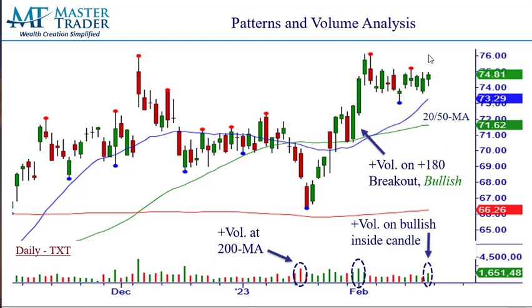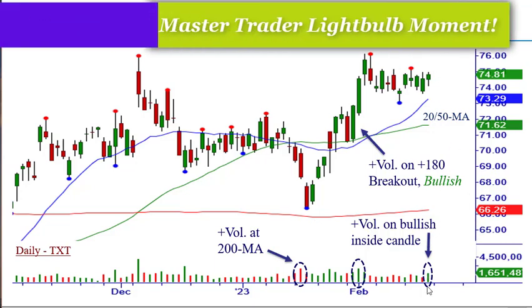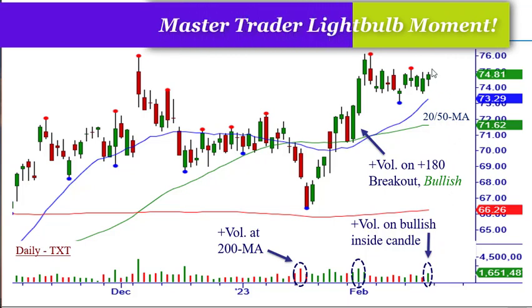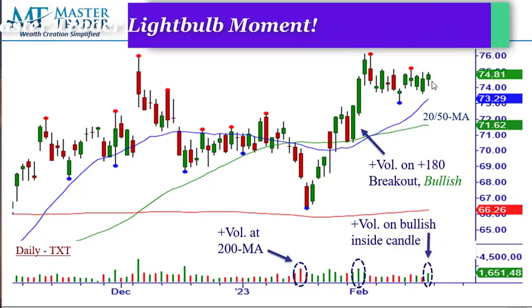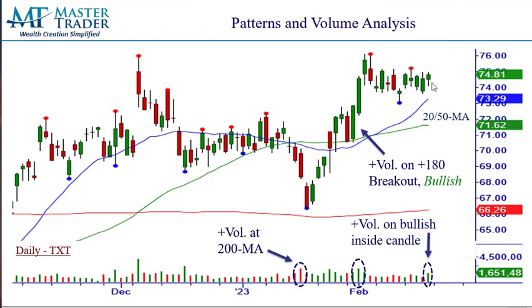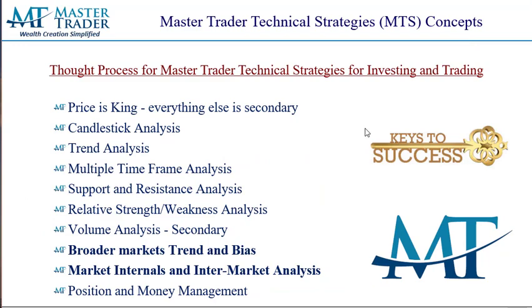Now, here's our bullish consolidation, the pattern that we're trading now. Pick up in volume while it's an inside bar. It made a higher low bar, inside bar, and that's bullish volume.